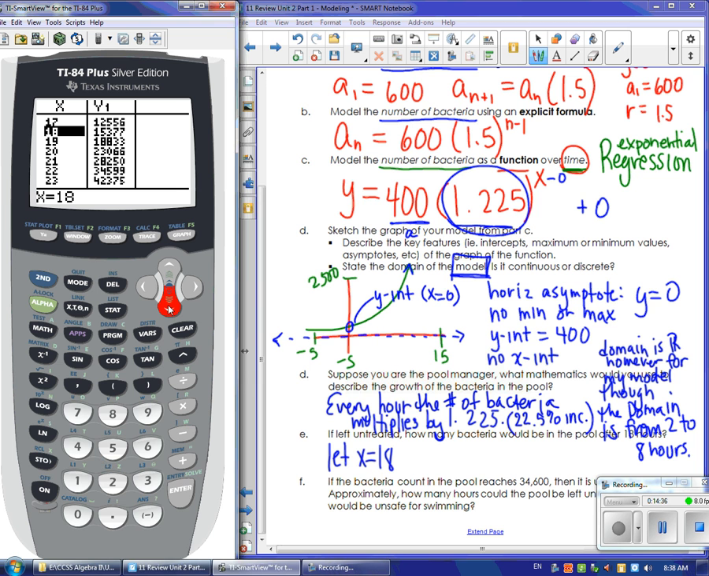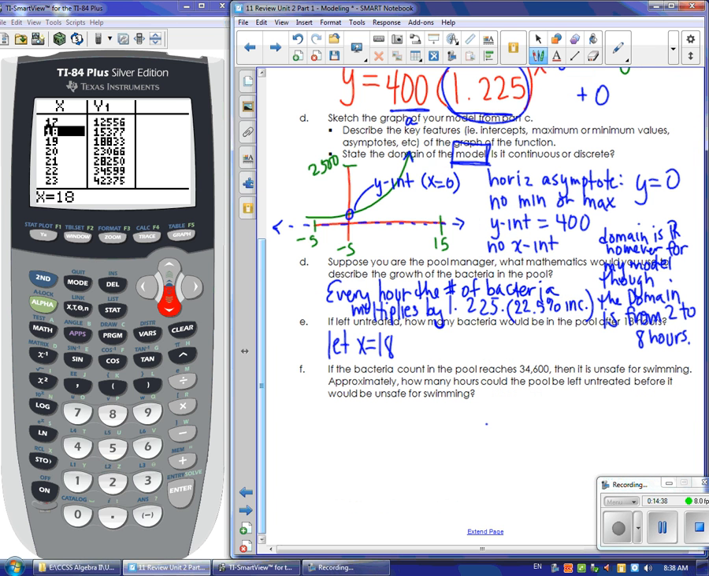And that tells me that when x is 18, the number of bacteria is 15,377. Now, I'm not really confident in that because my model's not really good beyond 8 hours, but it's not asking me that. In letter F, it said if the bacteria reaches a count of 34,600, then it's unsafe for swimming. Approximately how many hours could the pool be left untreated before it would be unsafe for swimming?